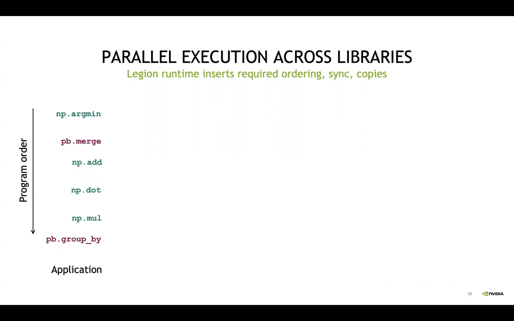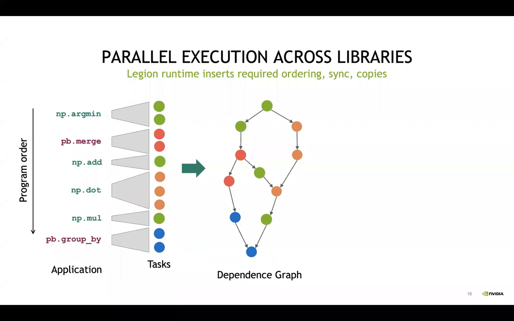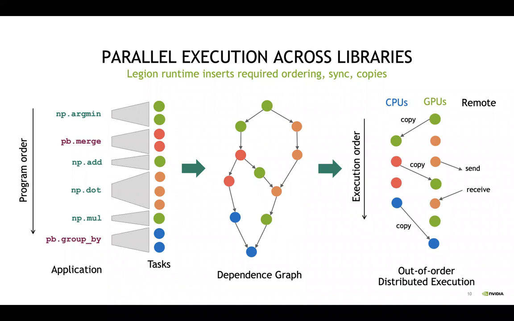So we have the application here. It's written in Python, and it mixes different API calls. What Legate does then is break down these function calls into tasks, which are units of parallel execution for Legion, marked with the data that they use. And it's then up to the Legion runtime to take all of these, written in the same format and marking the data that they use, and compute a dependence graph that outlines the dependencies of these individual tasks. Then it's up to the runtime, with some guidance from the library, to execute this graph. And the graph doesn't need to be executed in any particular order.